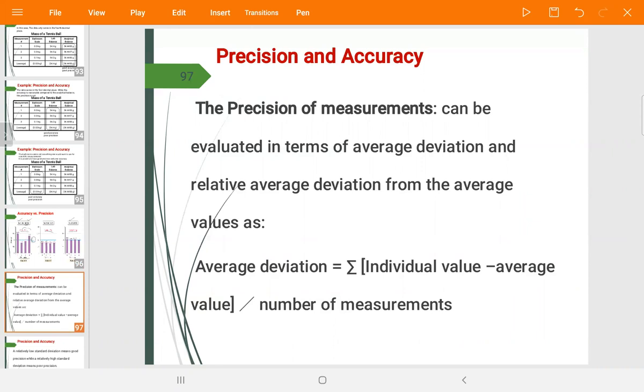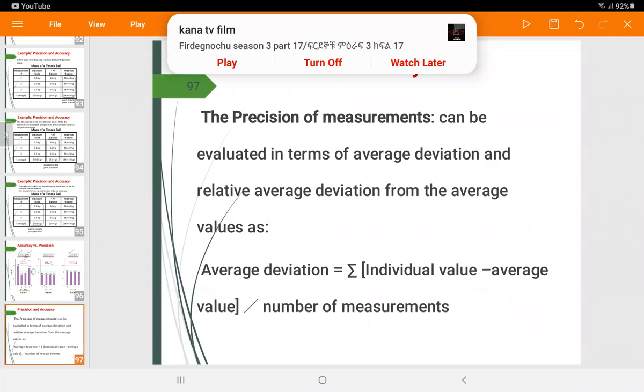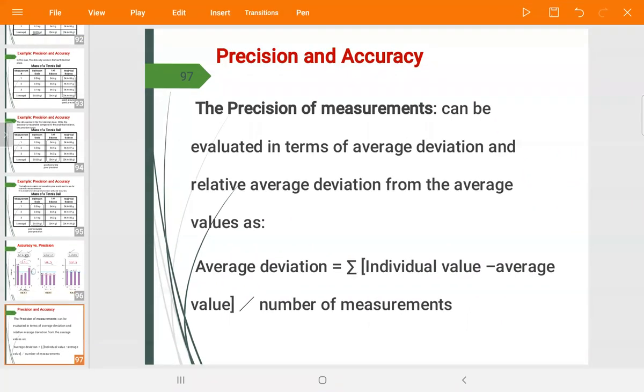Now, this is where I want to concentrate. Precision of measurements can be evaluated. So to say, for example, whether a measurement is precise or imprecise, you have to calculate average deviation and relative average deviation. So average deviation can be expressed as the sum of individual, like xi minus x bar, over n. So n refers to the number of trials or number of measurements taken. Xi refers to the individual measurements, and x bar refers to the average value. So in this way, you can measure the average deviation. So this indicates to you whether a measured value is precise or imprecise.